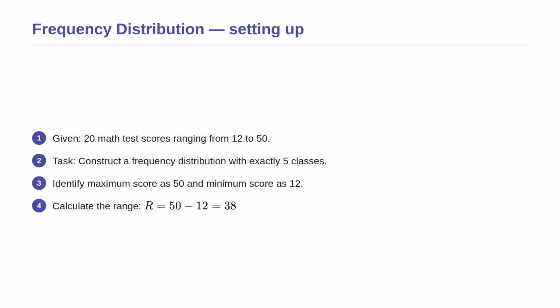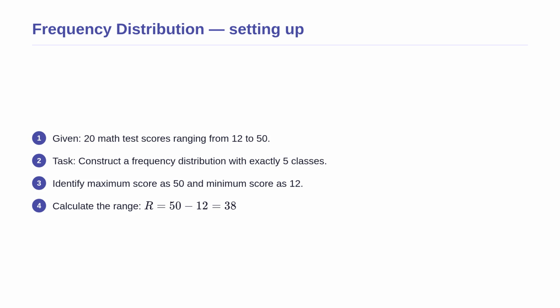Before we move on, let us see this formula in action with a concrete example. Suppose a teacher gives a math test to 20 students and the scores out of 50 are recorded. The lowest score is 12 and the highest is 50. We need to construct a frequency distribution table with exactly 5 classes to summarize this raw data. This will help the teacher quickly see how the class performed as a whole.